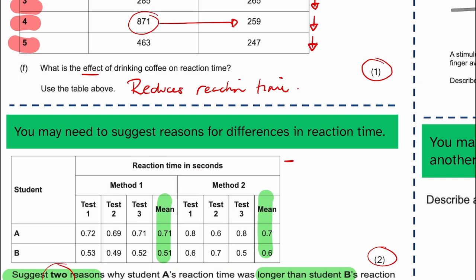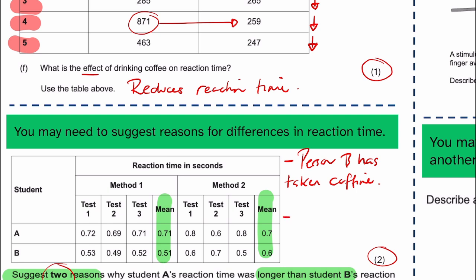So the 2 reasons that affect reaction time, there's lots of them. You could talk about age, you could talk about caffeinated or not, you could talk about practice. The most common one is you could say that person B, so that's the fast reaction times, person B has taken caffeine. That is absolutely going to get you the marks.